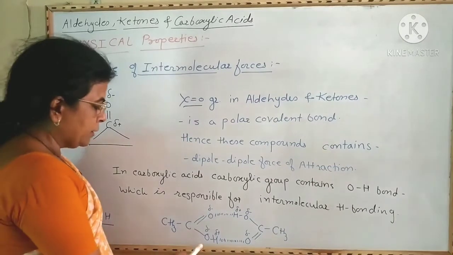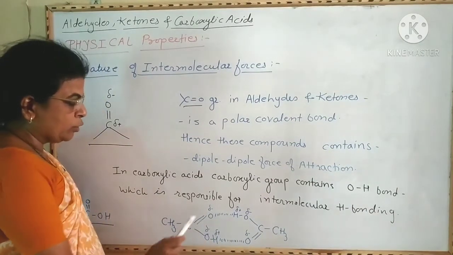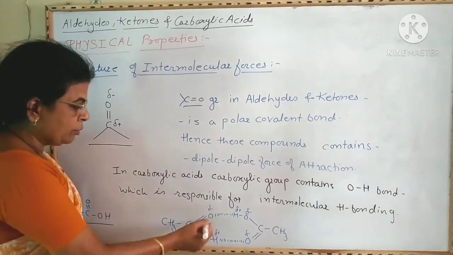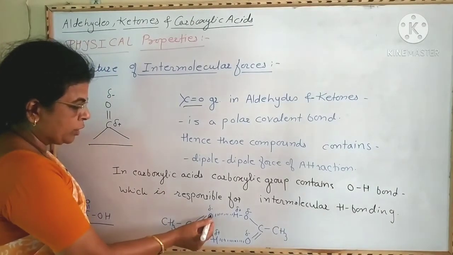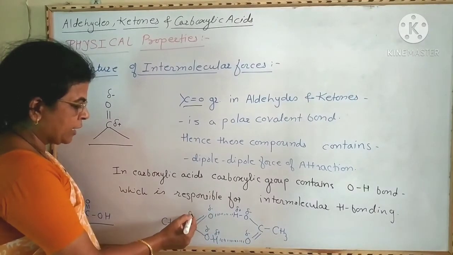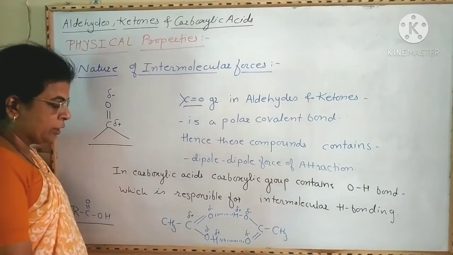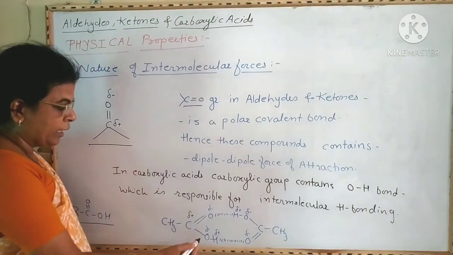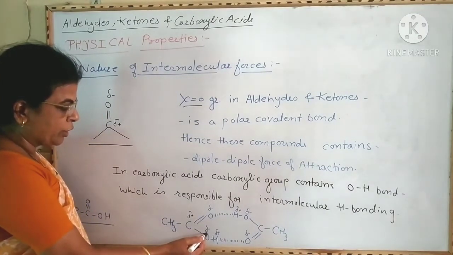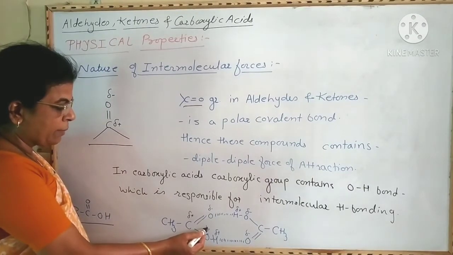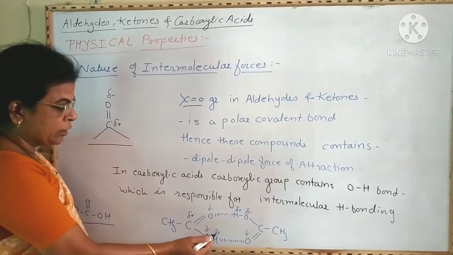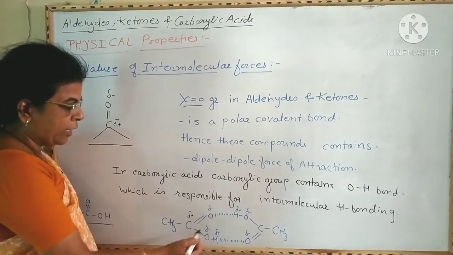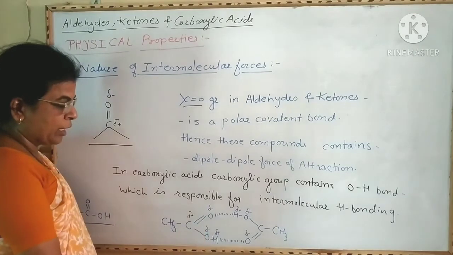Now here, this OH group is also polar. That is, this carbonyl group is also polar. In this carbonyl group, this oxygen atom is negatively charged and this carbon is partially positively charged. Along with this carbonyl group, this OH bond is also polar. That is, this oxygen atom is more electronegative, therefore it acquires delta minus charge, and this hydrogen is less electronegative, therefore it acquires partial positive charge.